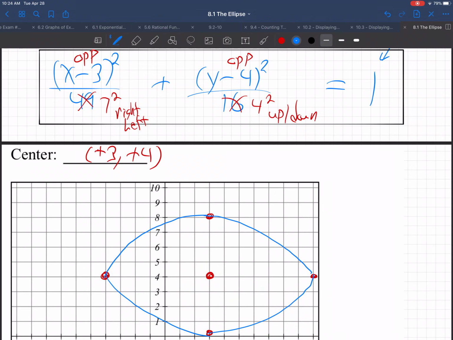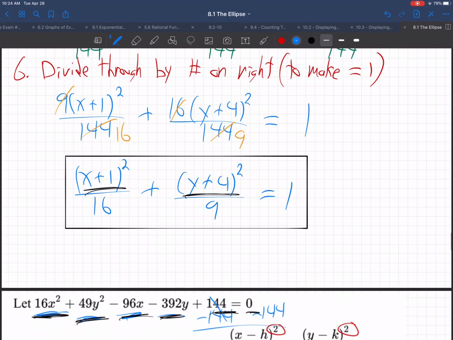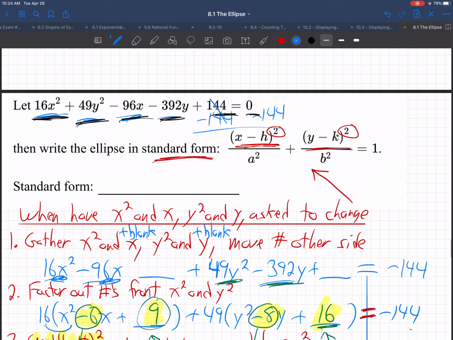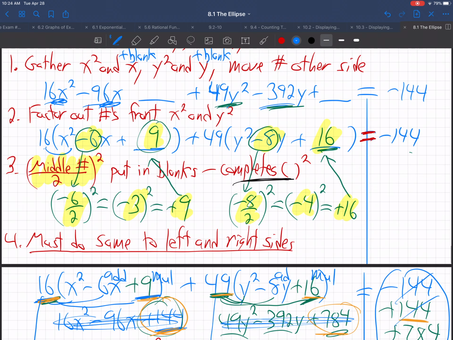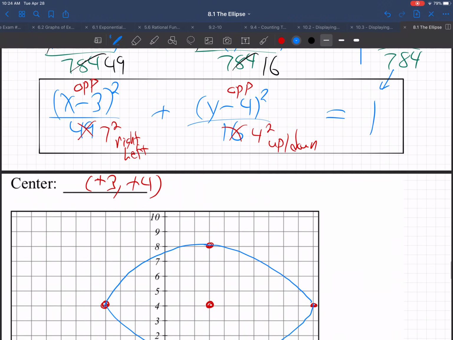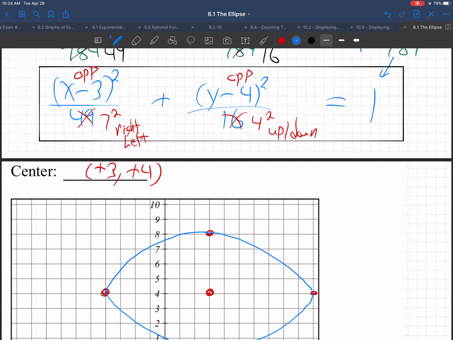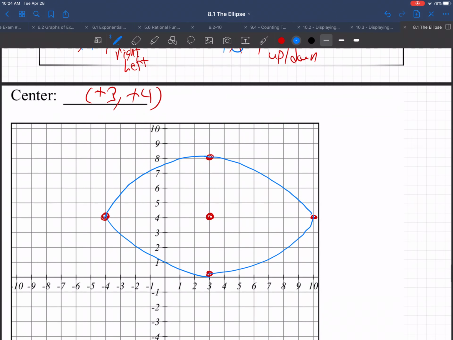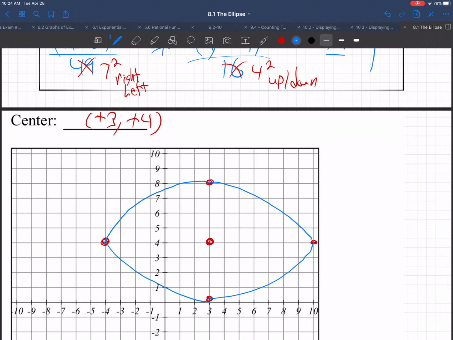We were able to find it starting from all this mess up here. Just this mess of x squareds and y squareds and x's. By completing the square, middle number over 2 squared, and doing all that work, we were able to get it into a very usable form where we could find the center and produce the graph quickly and easily.